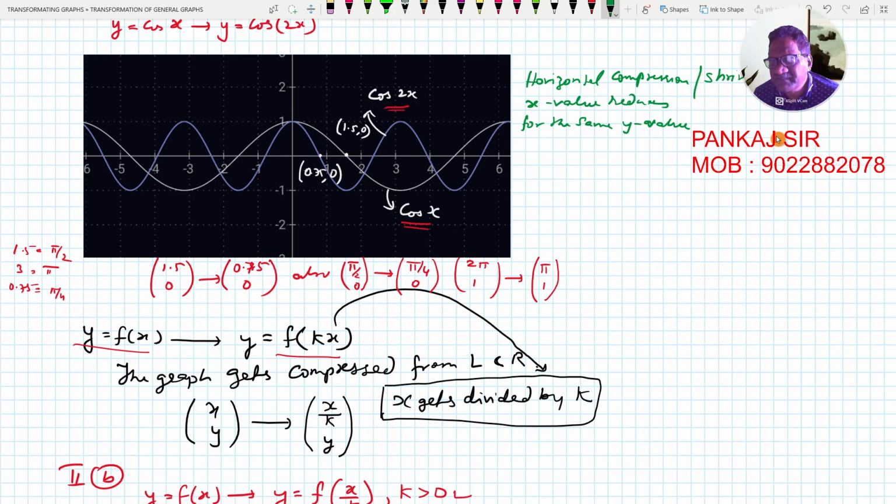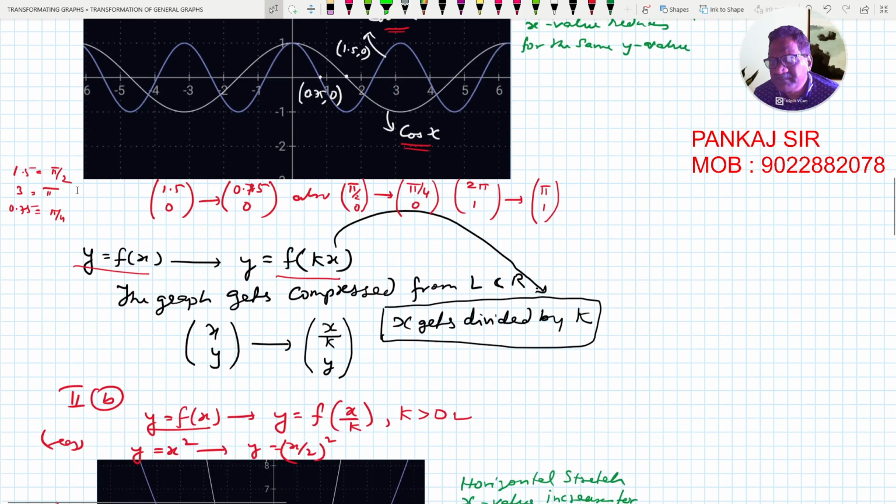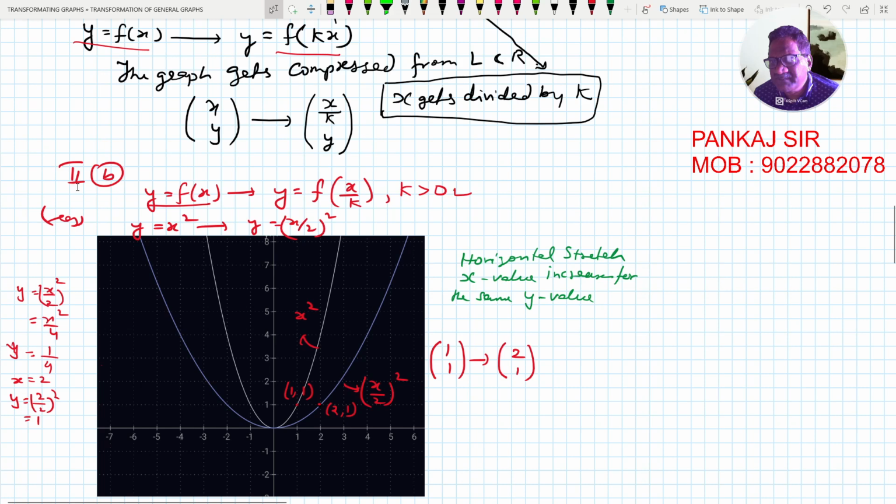Instead of compression, but both have literally the same meaning. So whether you call it horizontal compression or horizontal shrink, it doesn't make any difference. So here you will be finding now horizontal stretch.